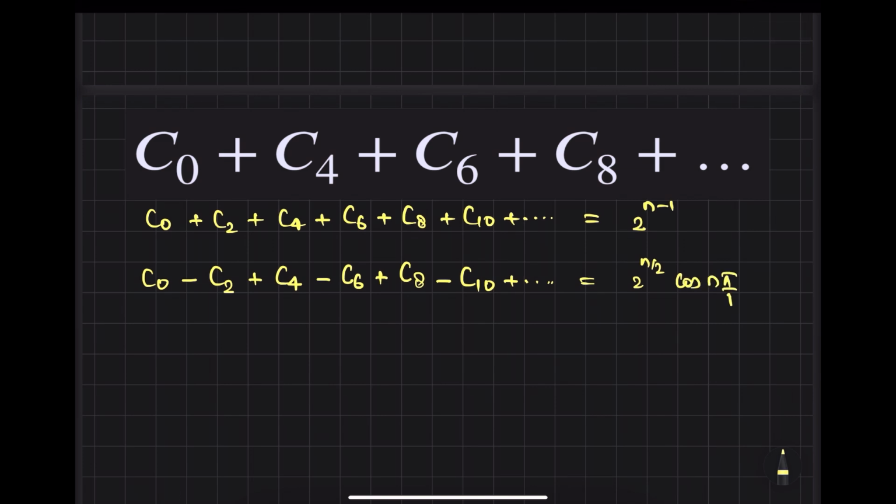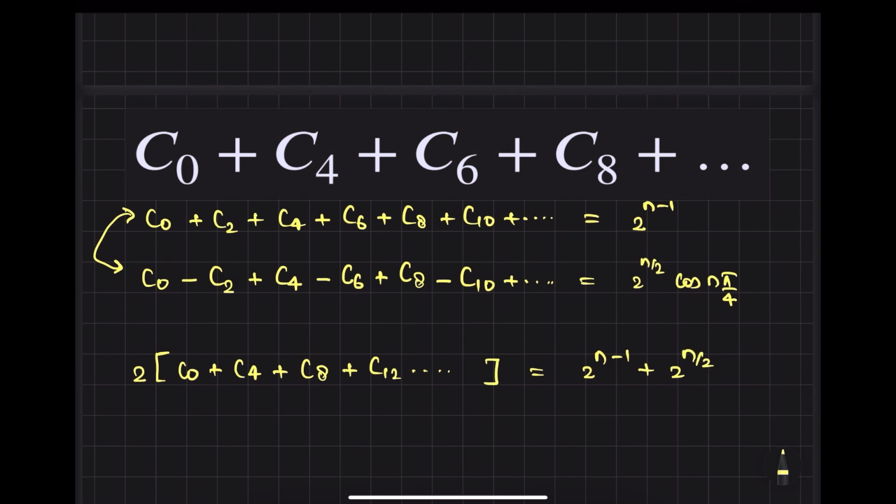n pi by 4? And if you add these two equations, correct? So don't you think you will have 2 times C0, C4, C8, C12 dot dot dot, and this will be equal to 2 power n minus 1 plus 2 power n by 2 cos n pi by 4. Now you have to divide both sides by 2 to get the required result. Okay, I hope this question is also clear.